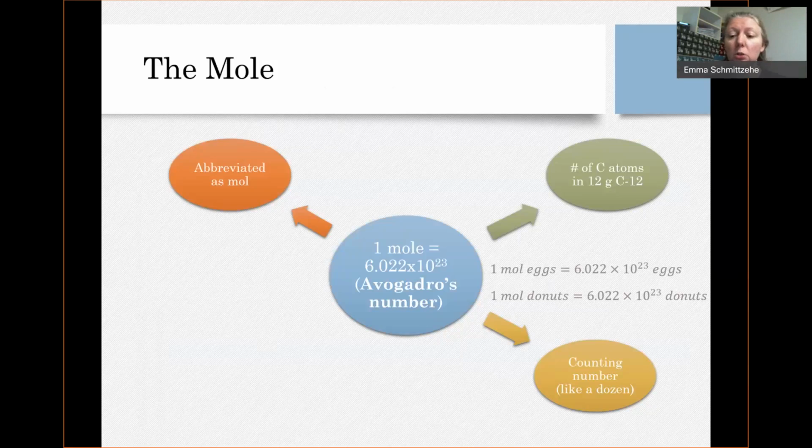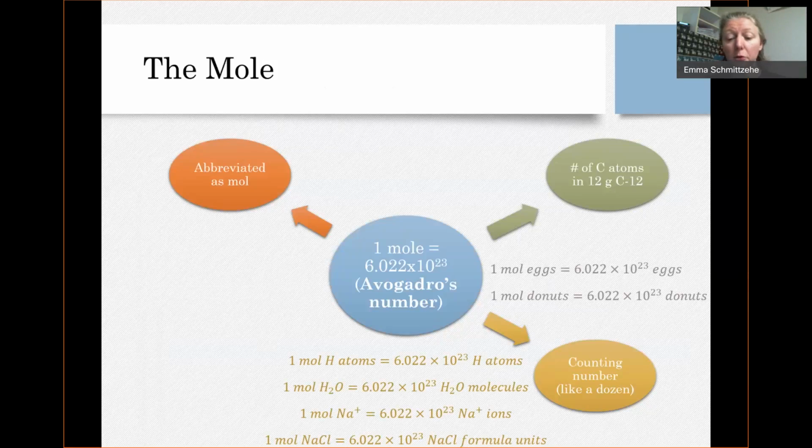So you could apply this to different types of atoms, ions, molecules, and ionic compounds, so formula units. So some examples, a mole of hydrogen atoms would be 6.022 times 10 to the 23rd hydrogen atoms. A mole of water, or H2O, would be 6.022 times 10 to the 23rd water molecules. A mole of Na+ would be 6.022 times 10 to the 23rd Na+ ions. A mole of NaCl would be 6.022 times 10 to the 23rd NaCl formula units.